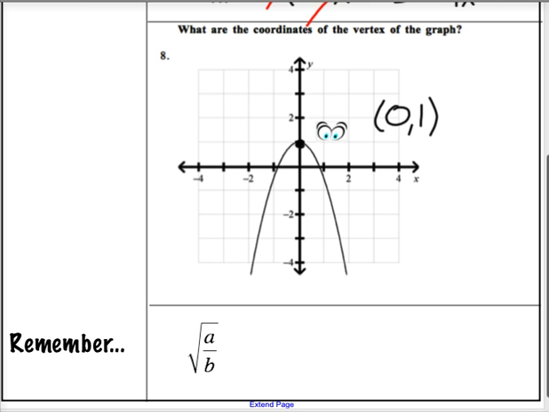Now, when we're talking about radicals, simplifying radicals, remember, when you square root a fraction, you can consider that as the same as square rooting the top and square rooting the bottom individually. Okay, so that's one of our key components to this. So let's keep going.